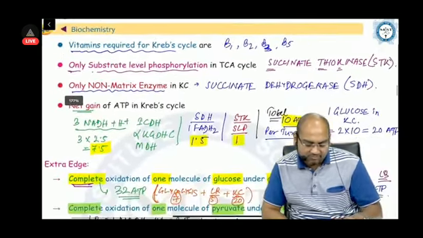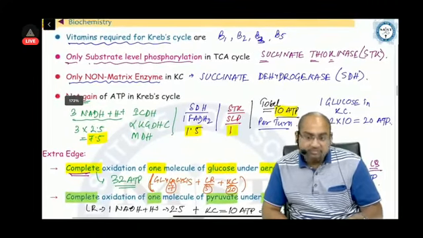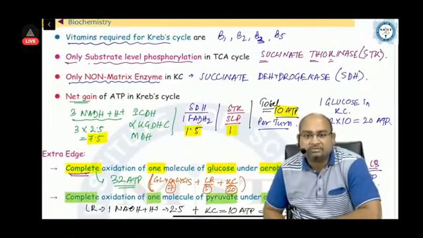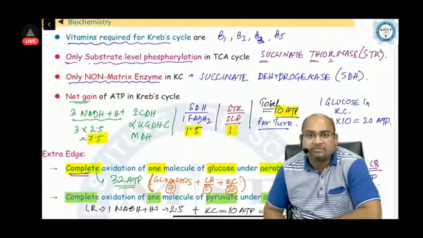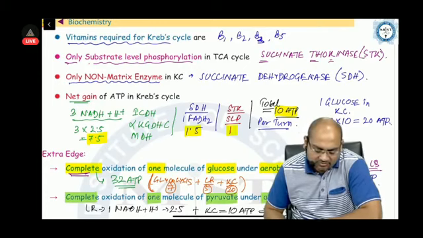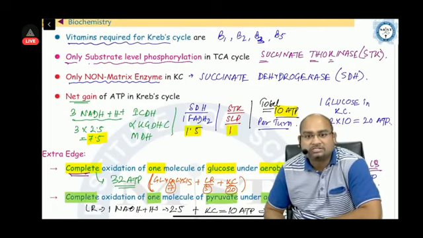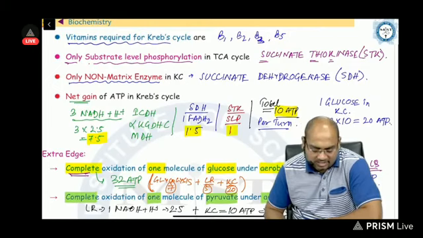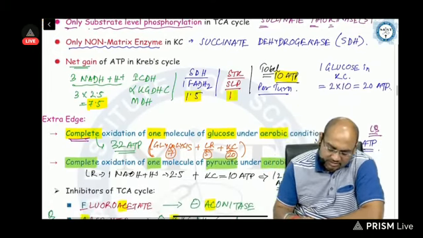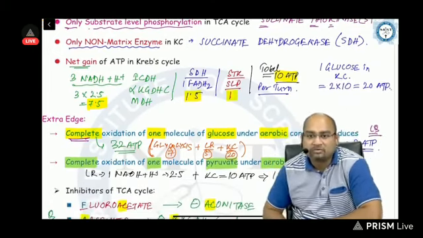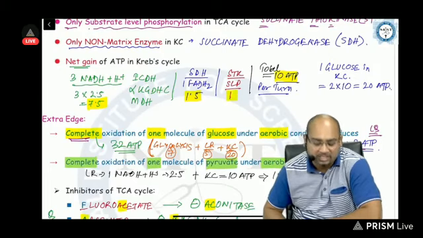Vitamins that are required for this Krebs cycle we have already studied earlier, beta. These are the vitamin B1, B2, B3 and B5, because these are parts of alpha ketoglutarate dehydrogenase complex. Only SLP, my dear friends, is the succinate thiokinase. Only non-matrix enzyme is the succinate dehydrogenase or SDH. Please remember, net gain of ATP per turn of the Krebs cycle, we all know it is 10 ATP, but from one molecule of glucose we will have 20 ATP.